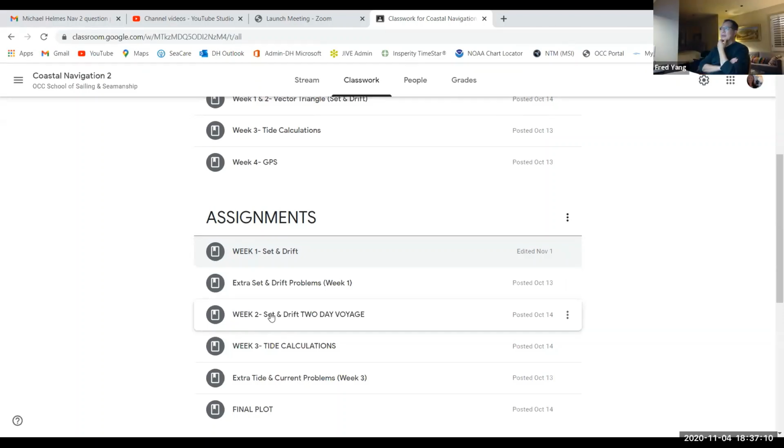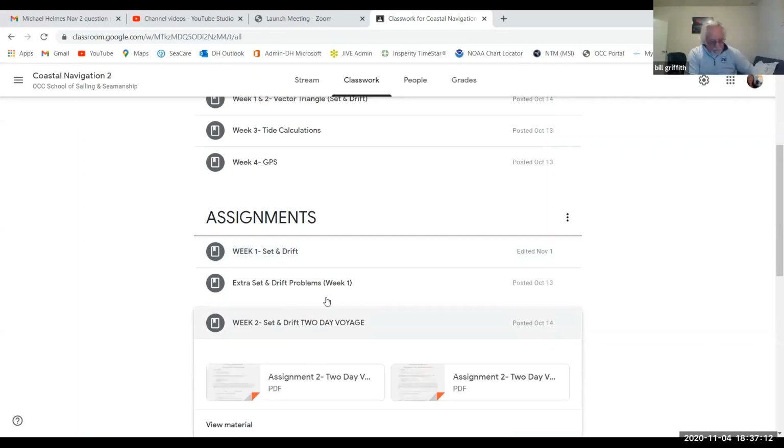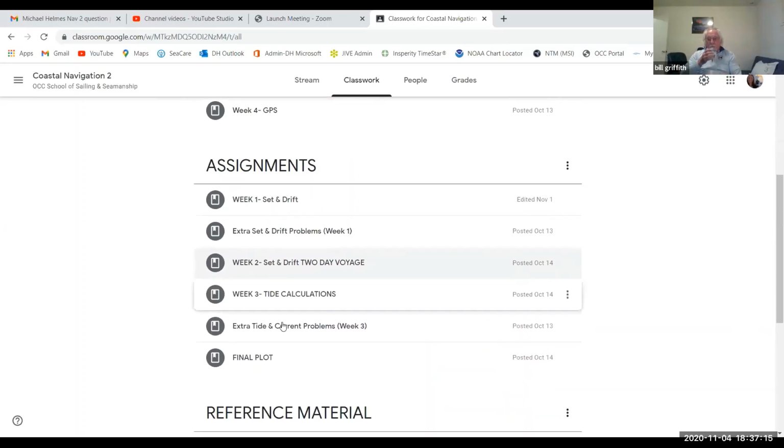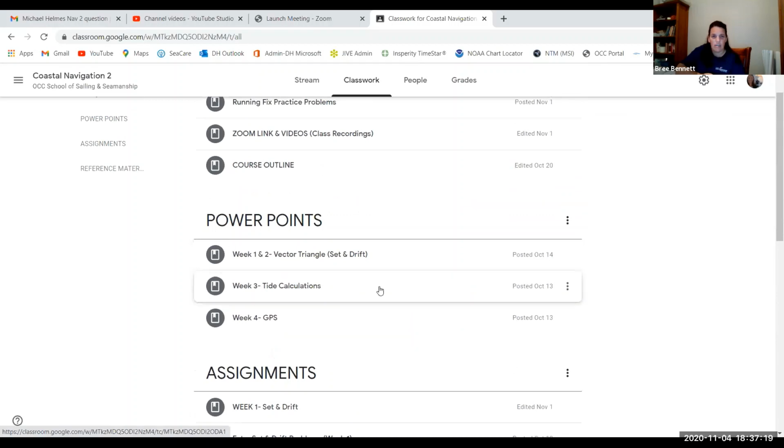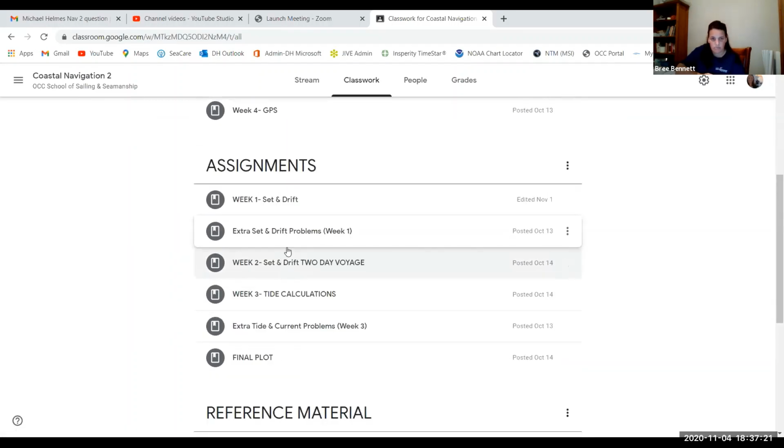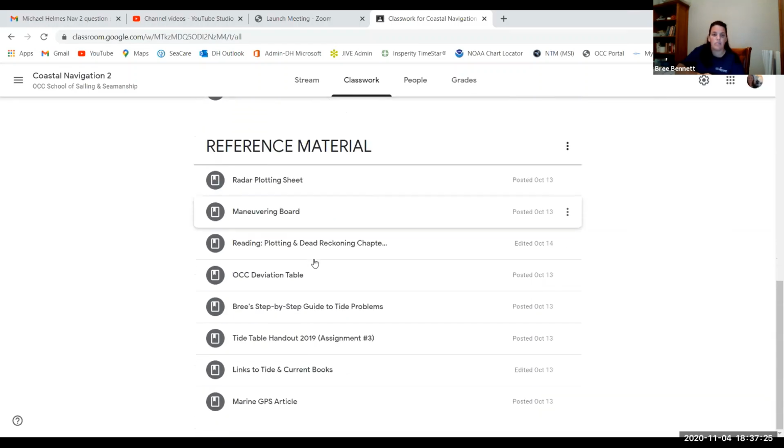Great. Last time I had it at the bottom and it all kind of got out of order. So if you're looking for stuff, I tried to make it a little easier.